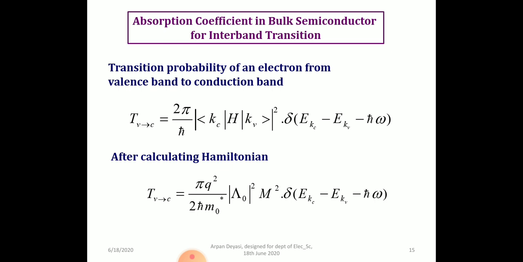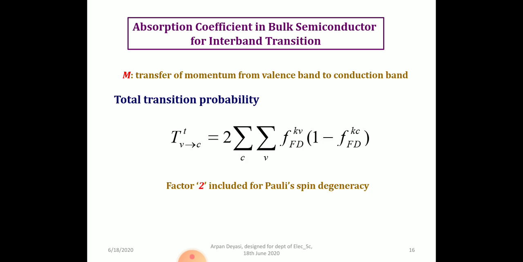I am not going into the details of the Feynman diagram. Later, if time permits, we can discuss in a 10-15 minute slot of classes. But with that, after calculation, the Hamiltonian will come in this format, and there is a term M square. The M square is a very critical parameter, which basically gives the transfer of the momentum from valence to conduction band, and it has a fixed numerical value for every material.